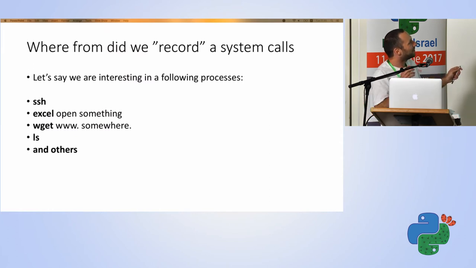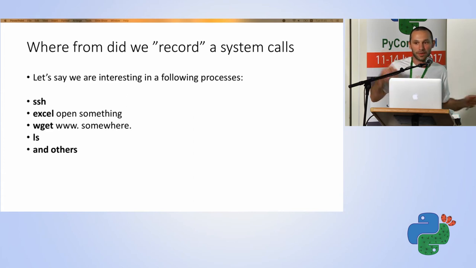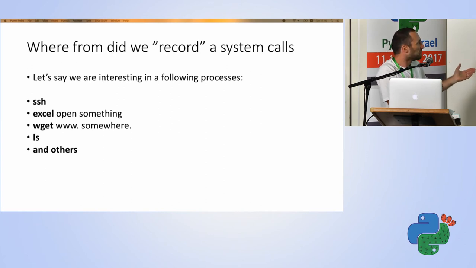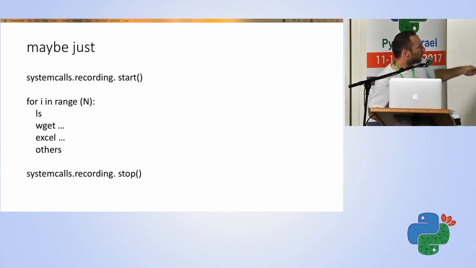Okay, how do we record system calls in general? I would like to make some experiment, and I want to record data to learn each process and then test my results. Let's say we have some processes that we would like to check: SSH, Excel, wget, which is in Linux to download something from the web, and ls, just to print what we have in the current directory. What we can do is just put it into a loop, okay? Before the loop we start recording and after the loop we stop recording. But who thinks that it is a good way?